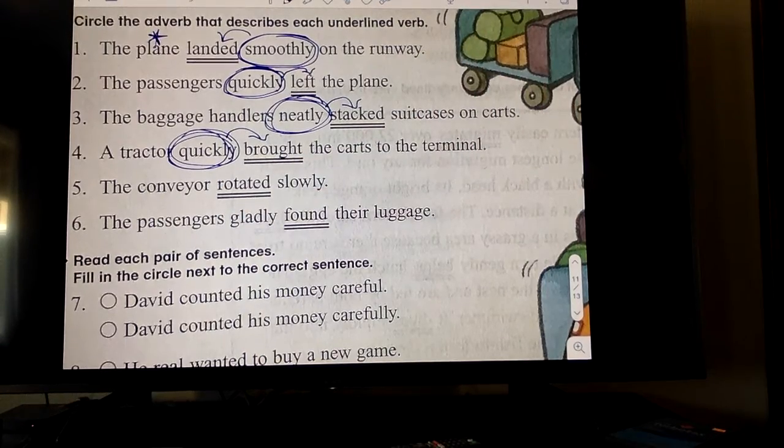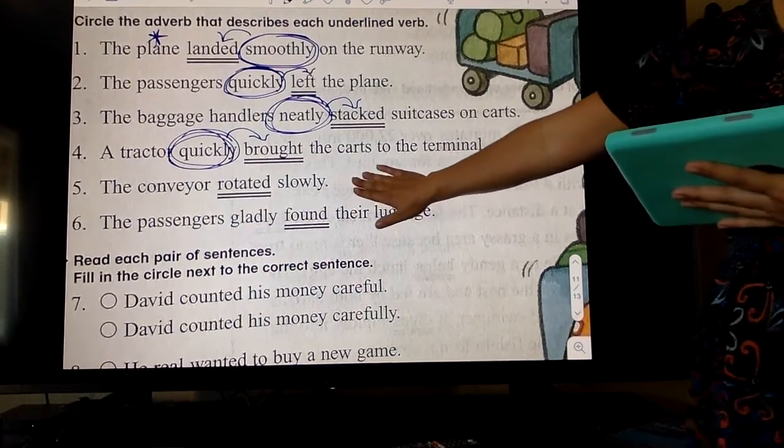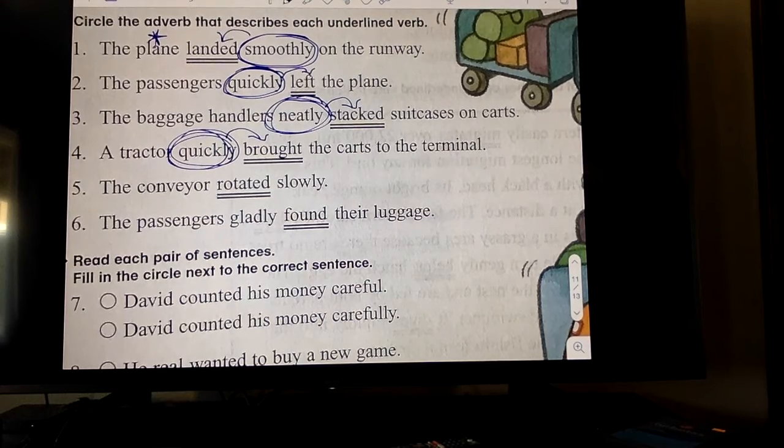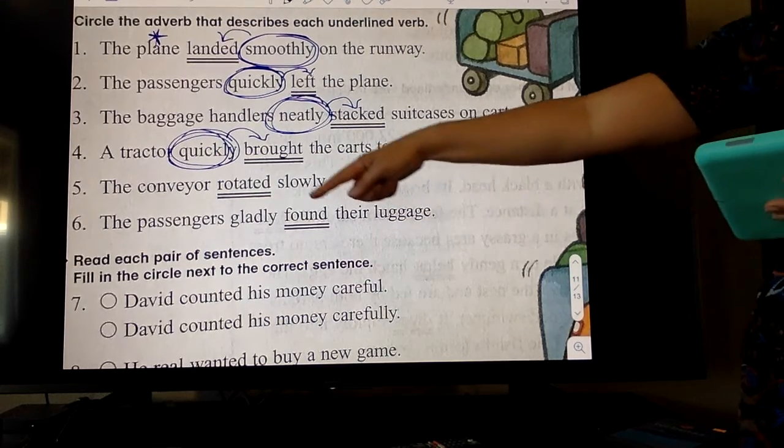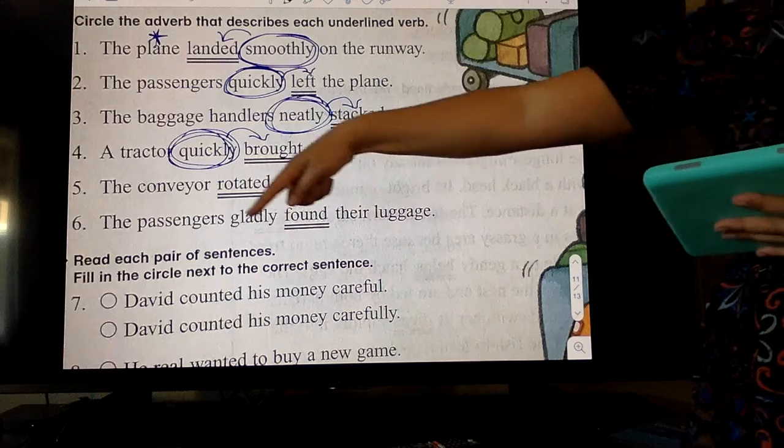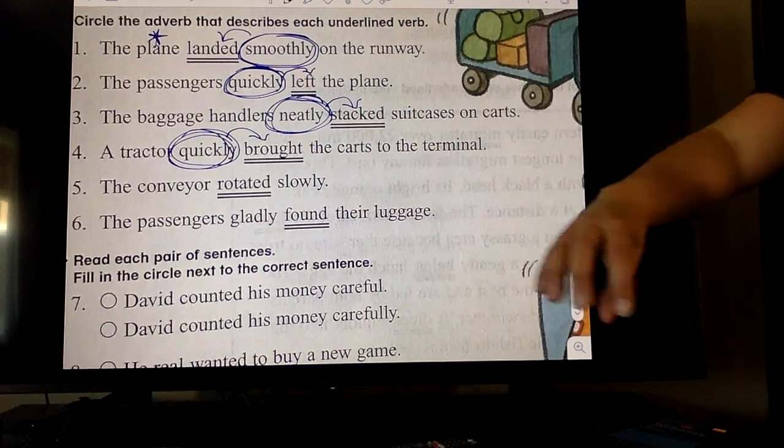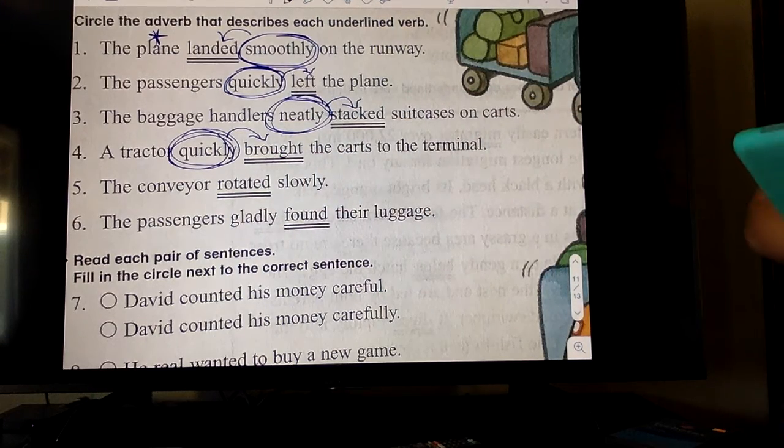Right? But they were brought quickly. Okay, number 5. The conveyor rotated slowly. A conveyor is that thing that the suitcases come on and it goes around in a circle and you wait for your suitcase to come to you. That's what a conveyor is.